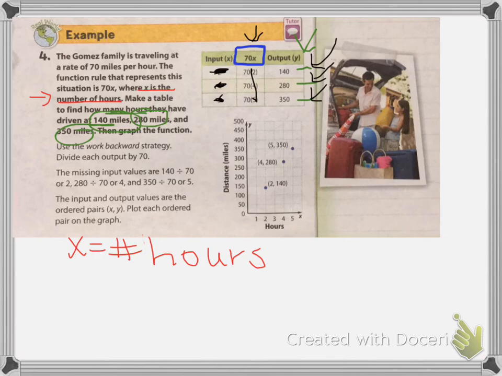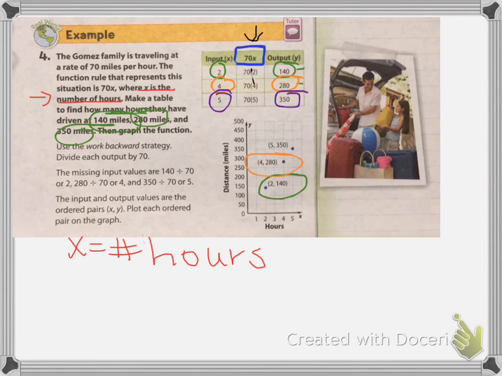Then it says the input and output values are ordered pairs. So let's go ahead and erase everything we've written on here now so that we can see those ordered pairs. So the ordered pairs that you got, we've got 2 and 140. So see how 2 and 140 is right there? Then we have 4 and 280, which is right here. And lastly, we have 5 and 350, which is right here. Now, obviously, the dot itself is right where the dot is, and that's where I'm looking for it to be. It's very specific. I was just circling it so that you could see that that's how they created the ordered pairs.